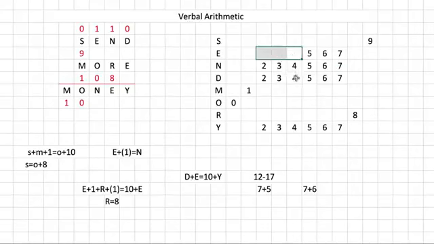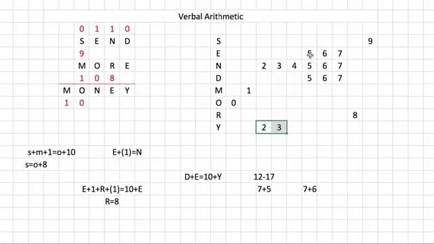So we will just remove this for now. So Y will be either 2 or 3, right? Because this is 12 and 13. So when we put 7 and 5 or 7 and 6 here, it will become 12 and 13. So it cannot have 4, 5, 6, 7. So Y will only be 2 or 3. Now, we know that when we add 1 to E, it will give us N.